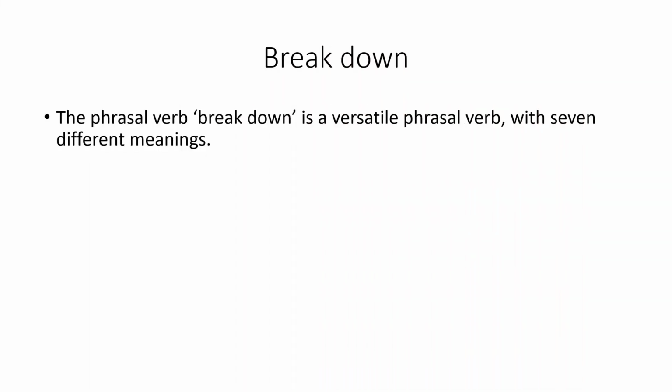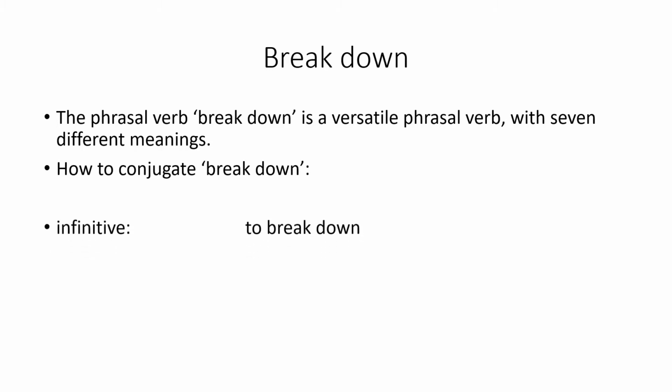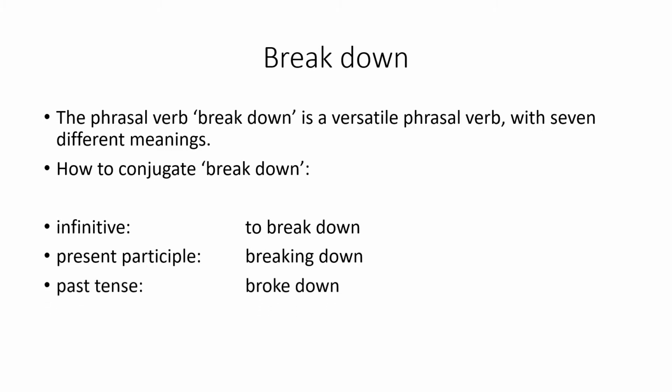There's a presentation on 7 different meanings of the phrasal verb breakdown. The phrasal verb breakdown is very versatile, and we look at 7 different meanings here. So here's how we conjugate breakdown. Infinitive, to break down. Present participle, breaking down. Past tense, broke down. Past participle, broken down.